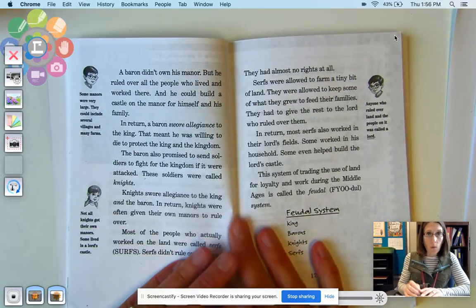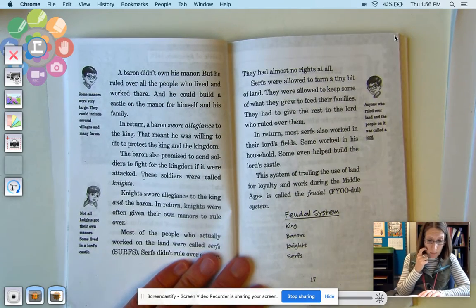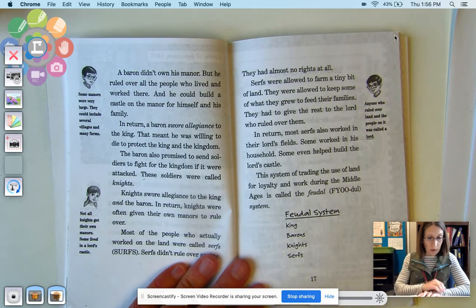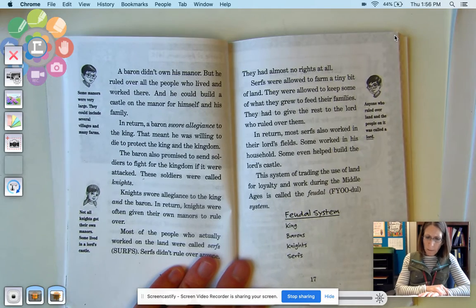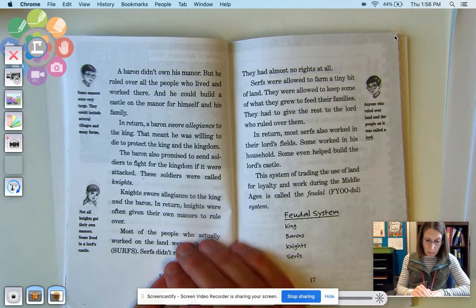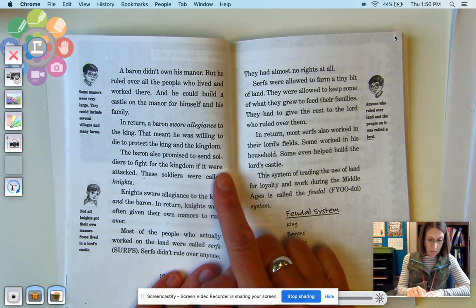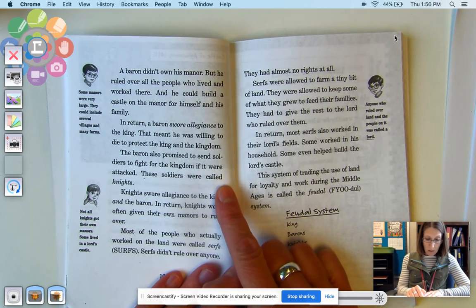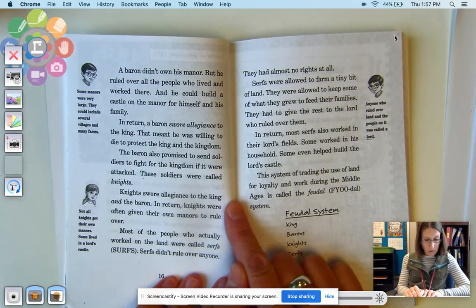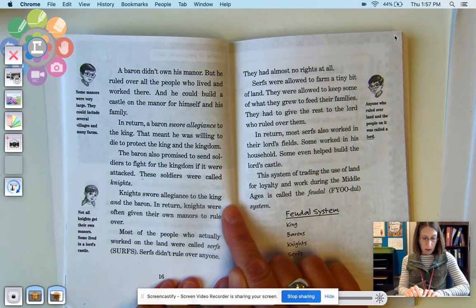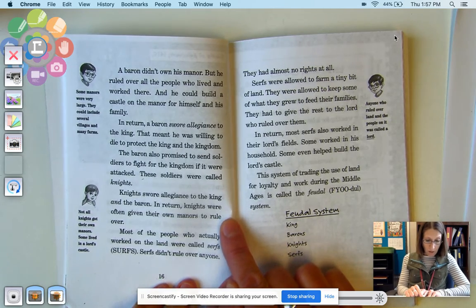A baron didn't own his manor, but he ruled over all the people who lived and worked there. And he could build a castle on the manor for himself and his family. In return, a baron swore allegiance to the king. That meant he was willing to die to protect the king and the kingdom. The baron also promised to send soldiers to fight for the kingdom if it were attacked. These soldiers were called knights. Knights swore allegiance to the king and the baron. In return, knights were often given their own manors to rule over.